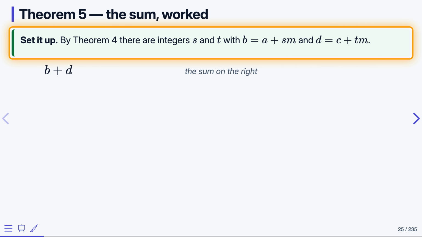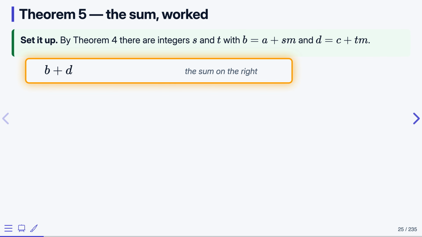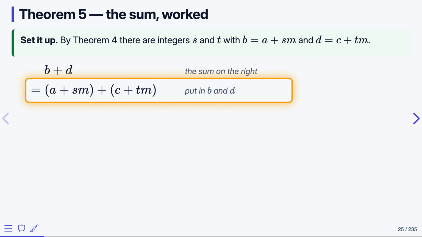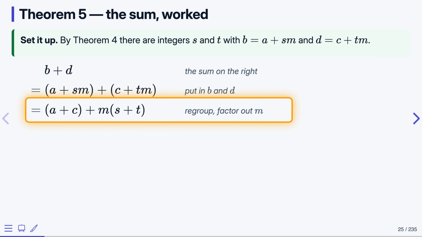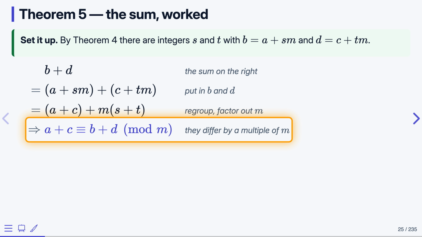Set it up first. By Theorem 4 we can write b as a plus s times m, and d as c plus t times m, where s and t are whole numbers. Line 0. Look at the sum on the right-hand side, b plus d. Step 1. Put in what b and d are. Step 2. Regroup. Collect a and c together and pull the m out of the other two terms. We get a plus c plus m times s plus t. Step 3. So b plus d and a plus c differ by a multiple of m. That is exactly what the congruence says.